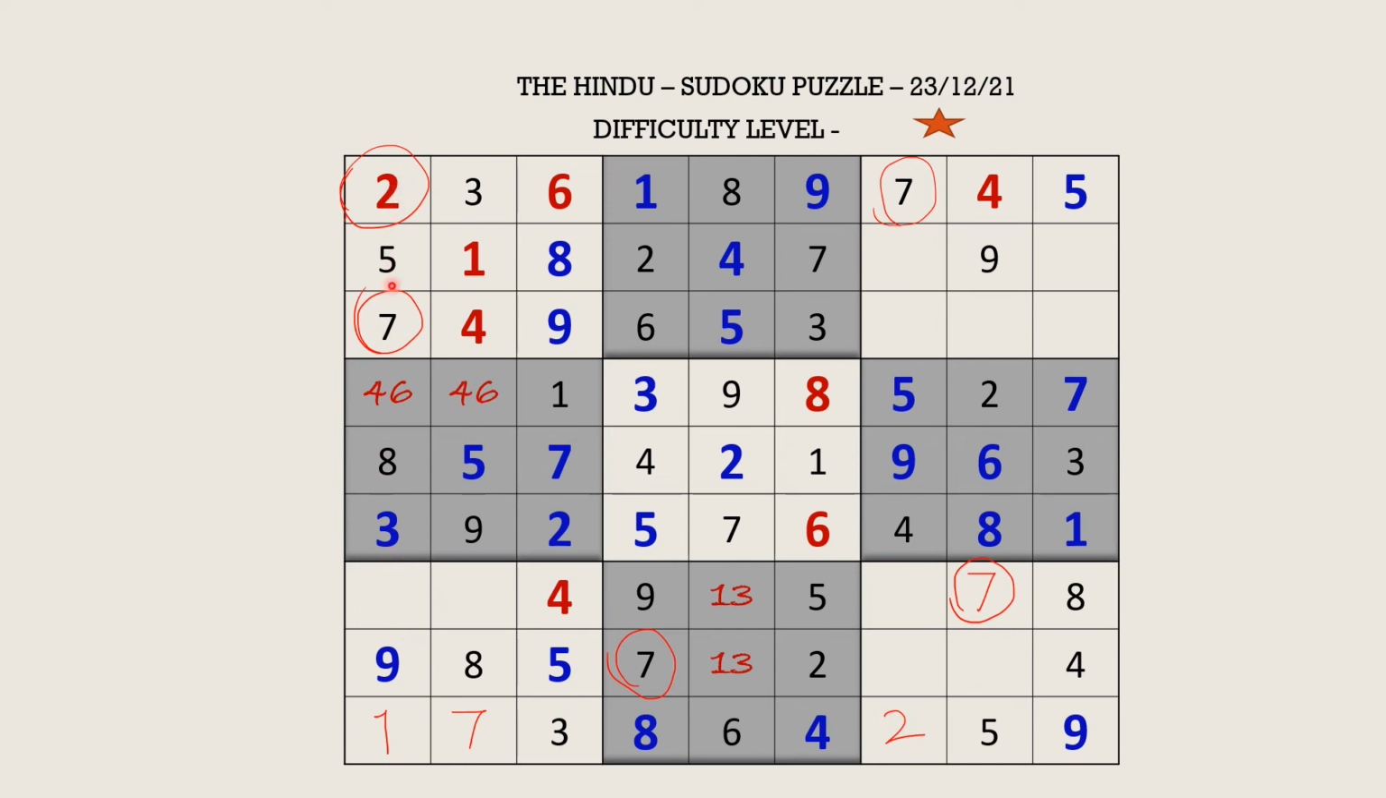Since this 2 blocks here, this cell takes 2. And this cell takes 6. That is the only missing number here. So this is a 6.